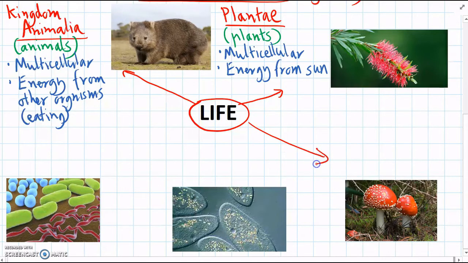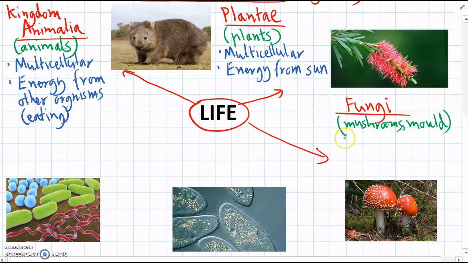The third kingdom is kingdom Fungi, which are anything that's a fungus, things like mushrooms and molds. You might see mold growing on bread at home. These are all fungi. Fungi can be just one cell, and they're really small microscopic fungi, or they can be multicellular.